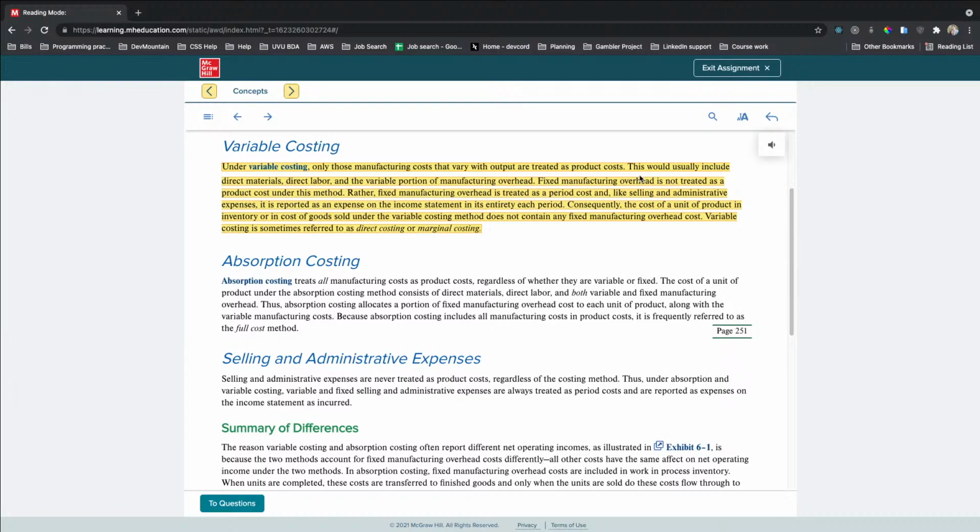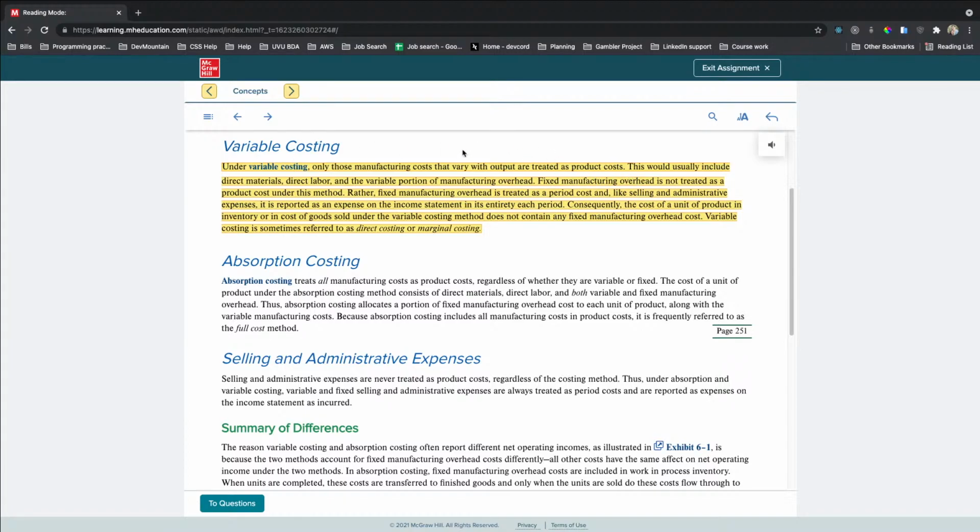That would probably be like indirect materials, anything that, so like the glue that you use, things that can't directly be attributed to the product, like you can't quantify how much glue you used in a chair. Like, I mean, you could, it's just unreasonable. Rather fixed, okay, that's not the right spot.